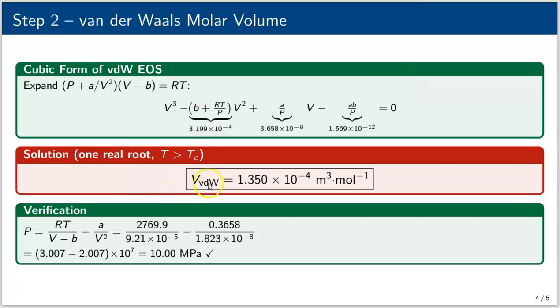So that will be V van der Waals equal to 1.350 times 10 to the power minus 4 meter cube per mole. Now you can verify that: you can put that V value in the van der Waals equation, we will get the P. So P will be 10 megapascal, so it is verified.